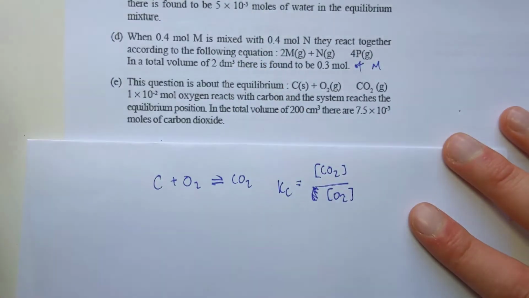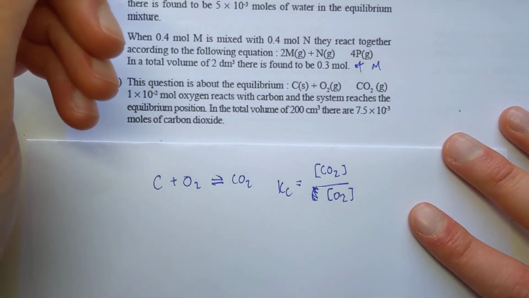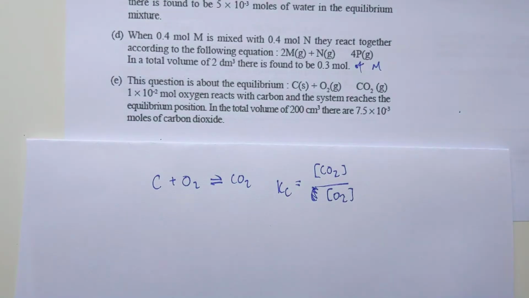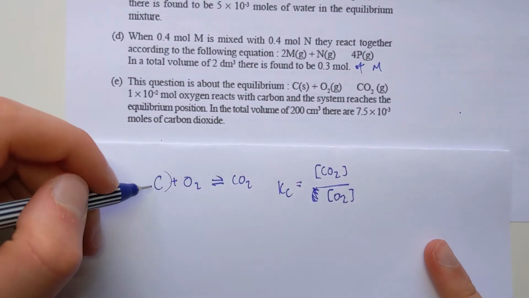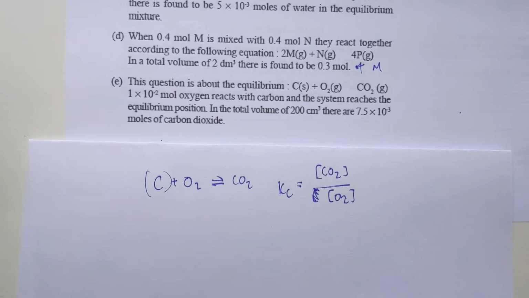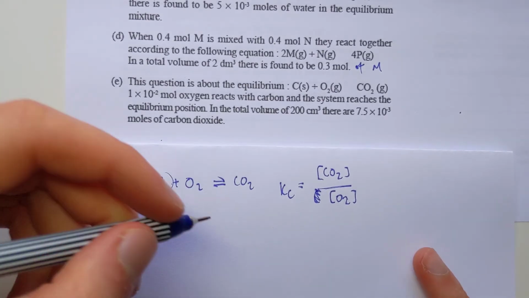That means, of course, that Kc is not going to have any units because the moles per decimeter cubed will cancel out. But that's our Kc expression here. So effectively what we've really got, we can't ignore the carbon. It's not really part of an equilibrium because it's a solid. We have an equilibrium between oxygen and carbon dioxide.